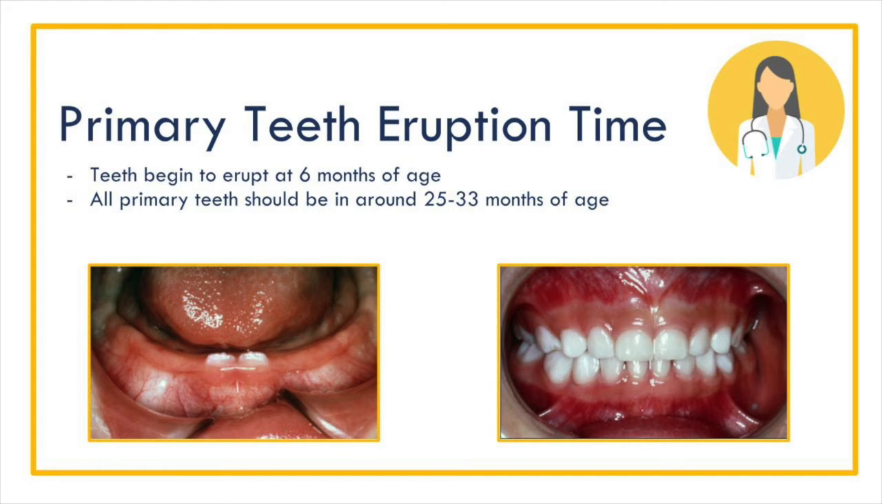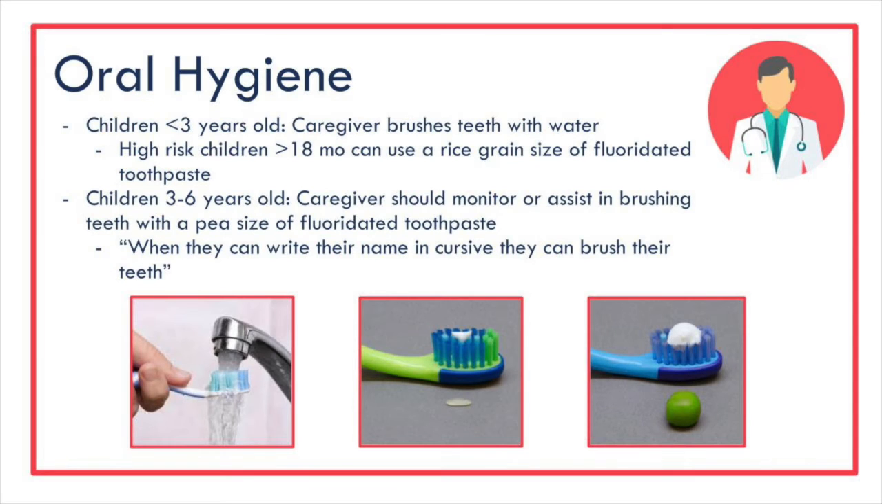Medical students know about general primary eruption time. They know that the teeth begin to erupt at around 6 months of age, and once their patient is around 2 to 3 years old, they should be able to see, if not all, mostly all of the primary teeth in their mouth. They know about oral hygiene.